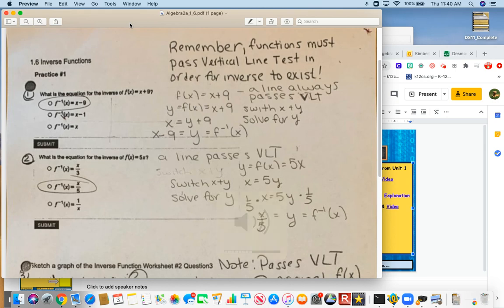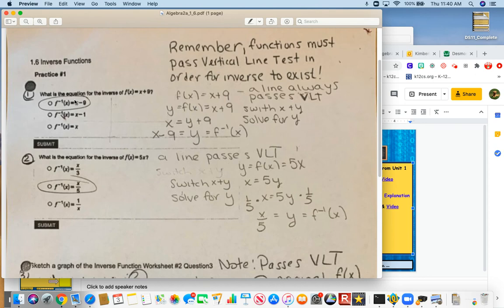Hey everyone, here are some problems from section 1.6 on inverse functions. So remember, in order for a function to have its inverse found, it must pass the vertical line test. If the function fails the vertical line test, the inverse does not exist. Sometimes the inverse can exist, but you would have to restrict the domain, so restrict what x values are used.